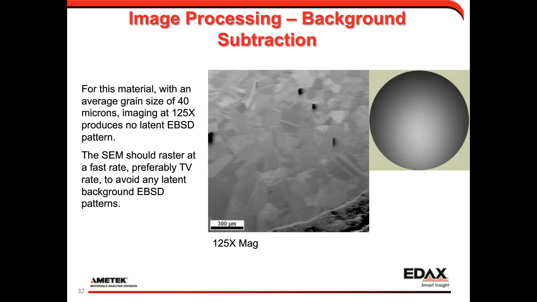If you're doing this, you might see a little bit of flickering on your camera. That's basically it rastering over it, and that's what you want. The other thing to make sure is that your raster is at a fast rate, preferably TV rate, again to avoid any latent EBSD patterns. If I'm going over my image slowly and I take a background, I'll basically only do background on part of my image instead of my whole image. That's why I want a fast raster. So fast raster on an area, and make sure I'm not going off the edge.